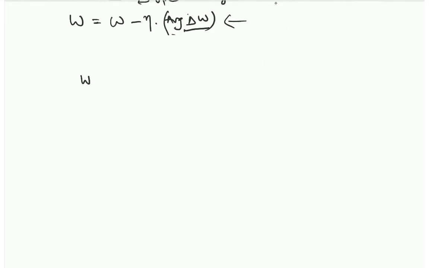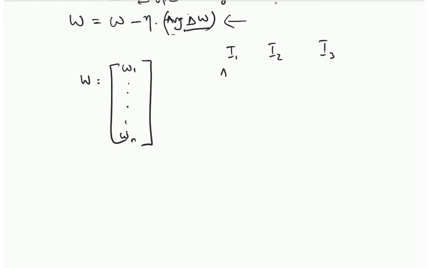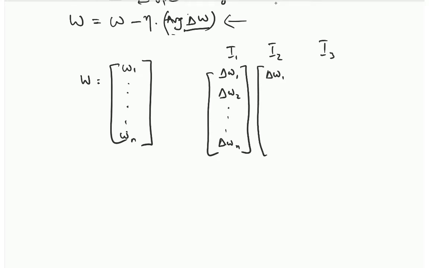So I have a vector W which is W1 to Wn, right? This is the set of weights you have. Let's say I have one input I1, another input I2, I have another input I3. When I do a forward pass and a back propagation on I1, I get a set of gradients, right? So I get some delta W1, delta W2, delta Wn. I get the gradients with respect to input I1. Similarly, I get gradients with respect to input I2, right? Maybe I need another index to say that this is for I1, this is for I2 and so on, but I don't want to make things too complicated.